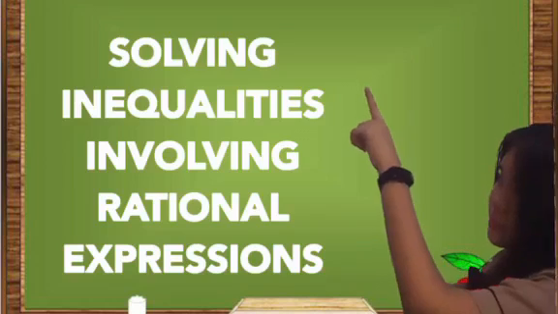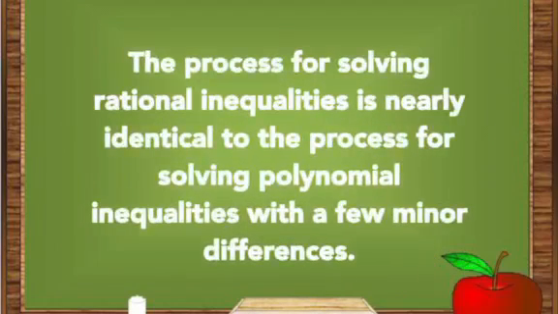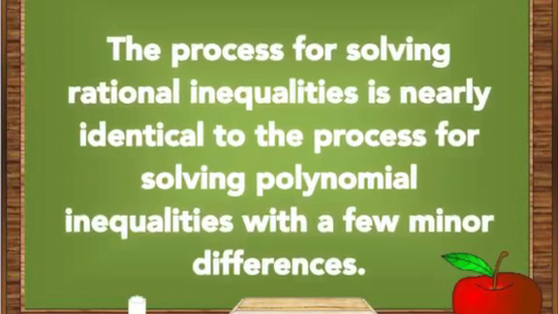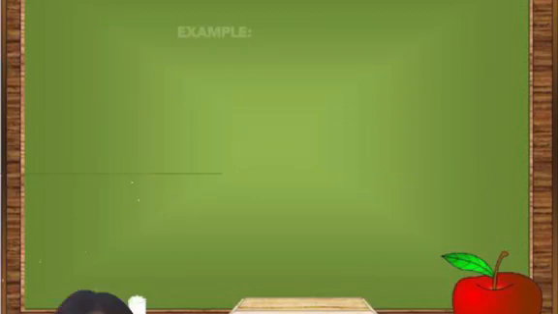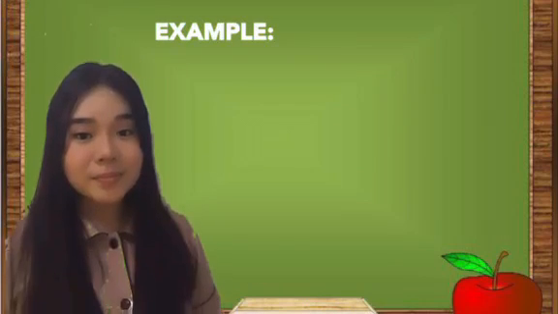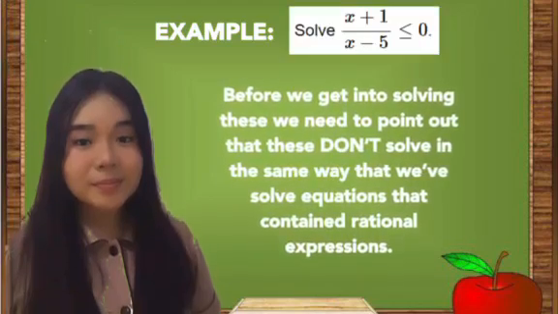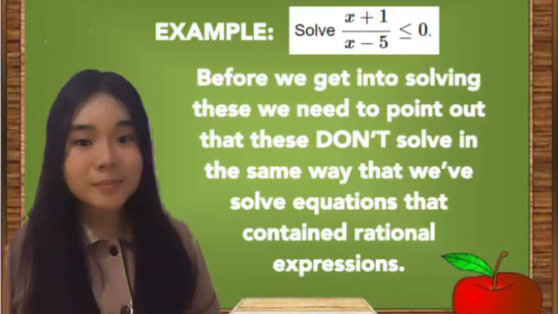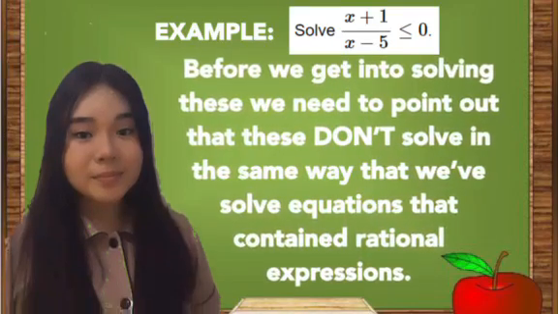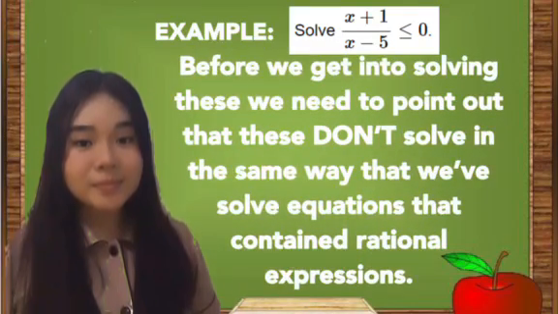Now, we will solve inequalities that involve rational expressions. The process for solving rational inequalities is nearly identical to the process for solving polynomial inequalities with a few minor differences. Let's just jump straight into some examples. Before we get into solving this, we need to point out that these don't solve in the same way that we've solved equations that contain rational expressions.